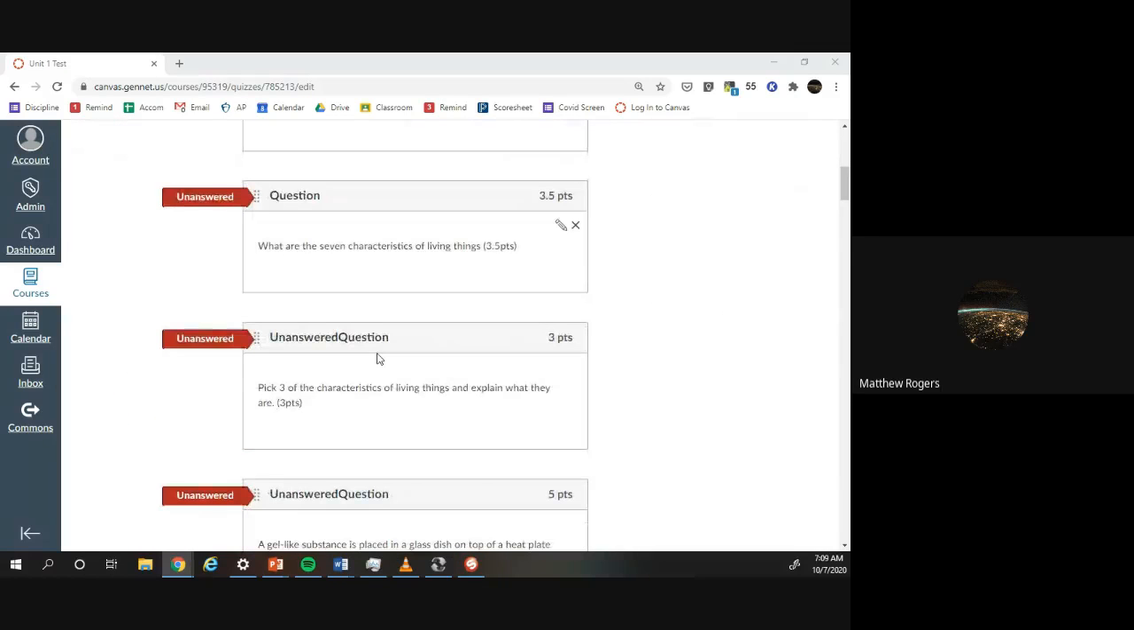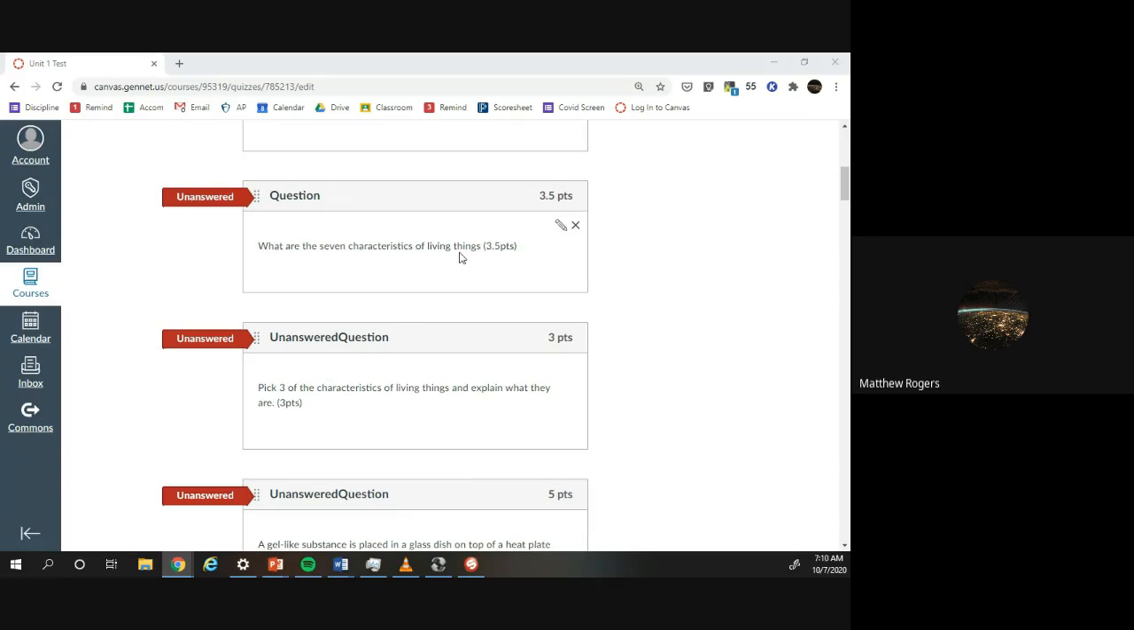So the first question, what are the 7 characteristics of living things? We had 7 things we talked about in class, 7 different ideas that we used as basically base points to figure out if something is living or not living. And they were cells, homeostasis, reproduction, heredity, metabolism, interactions, and evolution. And you need to have all 7 of those to be a living thing.